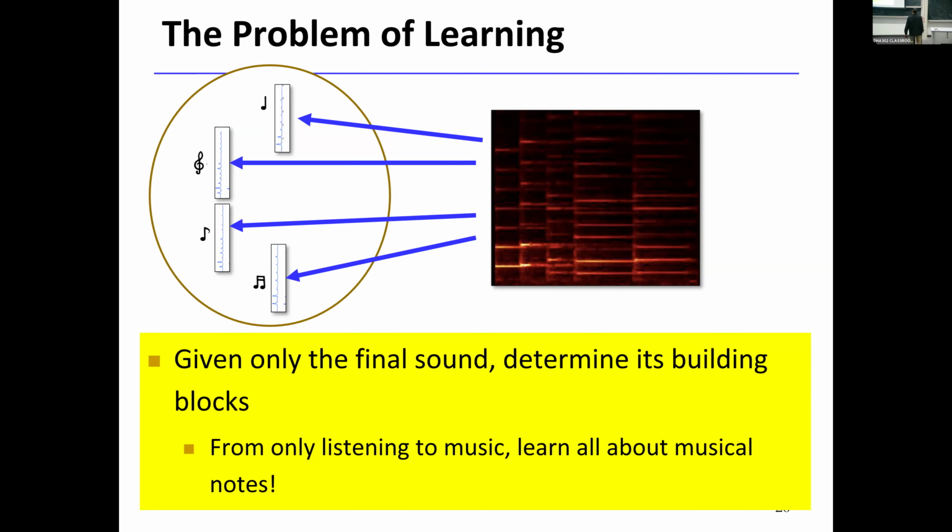So our problem now is, given only the final composition, we want to work our way backwards and find out what the notes were. So from only listening to the music, we want to learn all about the musical notes. What we are trying to do is to go back and algorithmically try to be the musician. The musician spent a lifetime listening to individual notes and music to find out what the building blocks of music were. We're going to try to short circuit the process, provide a bunch of examples, and let the algorithm learn to be the musician.